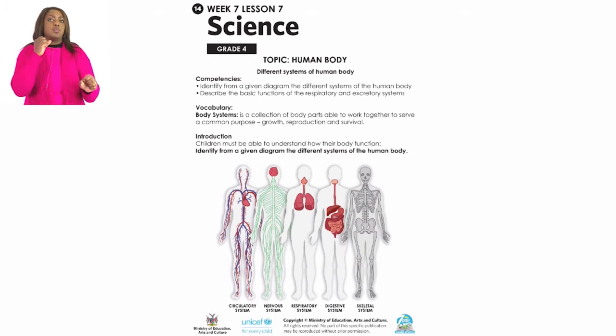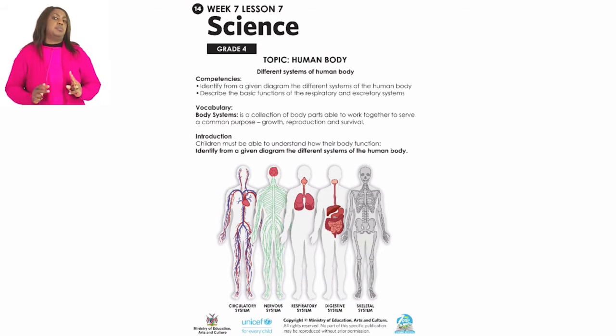Vocabularies. There are some words that we will be using during our lesson, which is body systems. It's a collection of body parts able to work together to serve a common purpose, such as growth, reproduction, and survival. Introduction. Children must be able to understand how their body functions. The first competency says that identify from a given diagram the different systems of the human body.